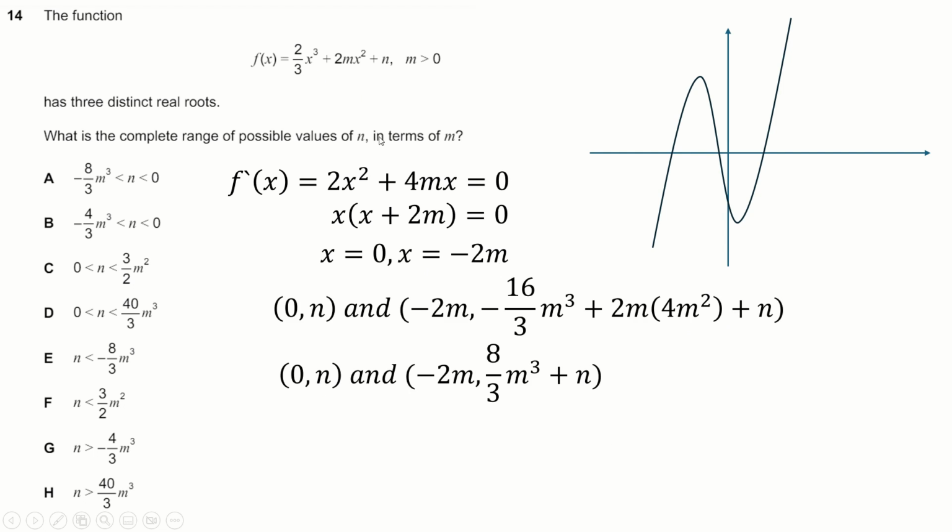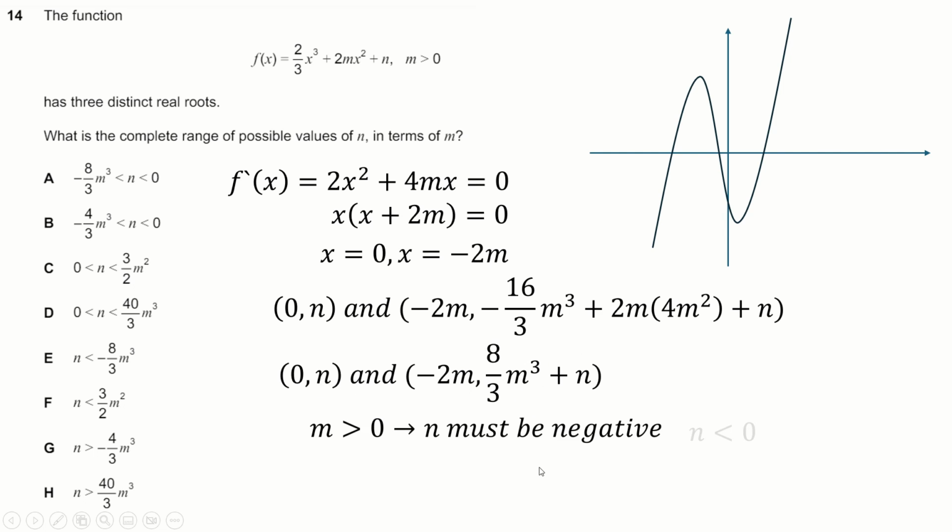Now, notice that m is defined to be positive, which means that this thing is definitely positive, which means that n can't be positive, right? Because if n was positive, then this is the positive root. This is the one up here. But then this would be positive too, because this is positive and this is positive because m is positive, and that doesn't work.